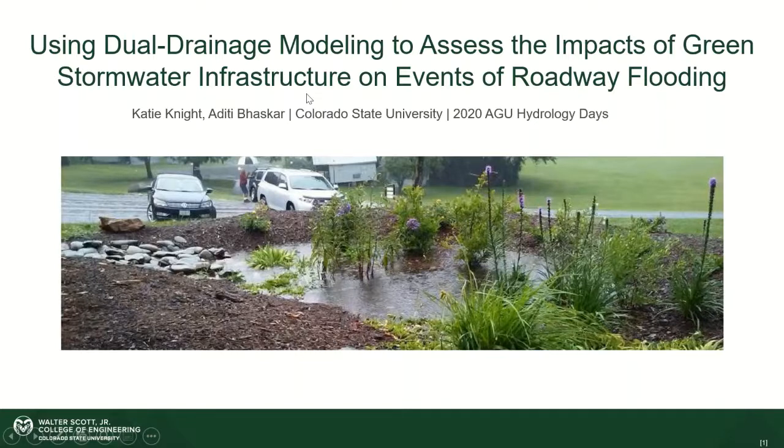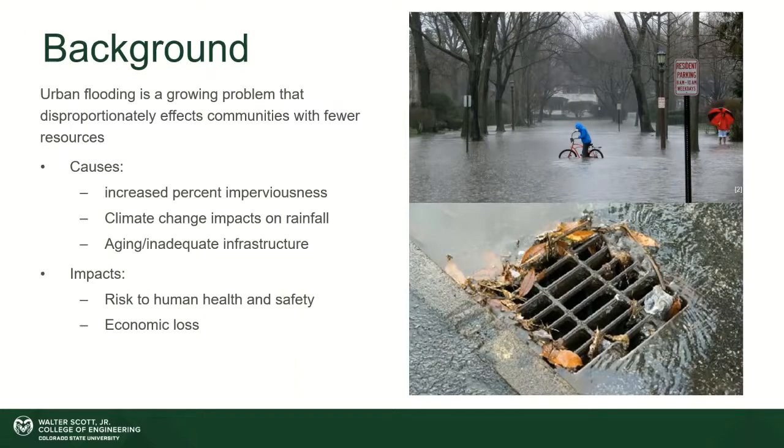I'm going to be talking about my thesis work using dual drainage modeling to assess impacts of green stormwater infrastructure on events of roadway flooding. Some background on this: urban flooding is flooding that occurs when the stormwater network is inadequate, is aging and losing capacity, or is clogged. We just have too much water going into a system that can't contain all of it, and so urban flooding occurs.